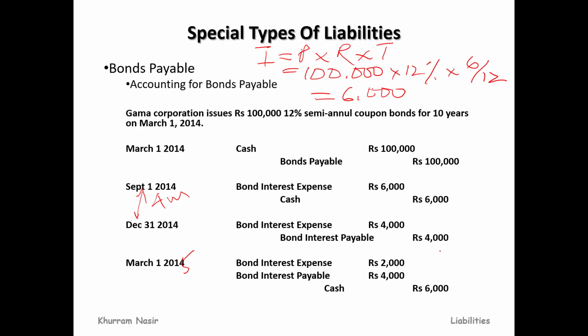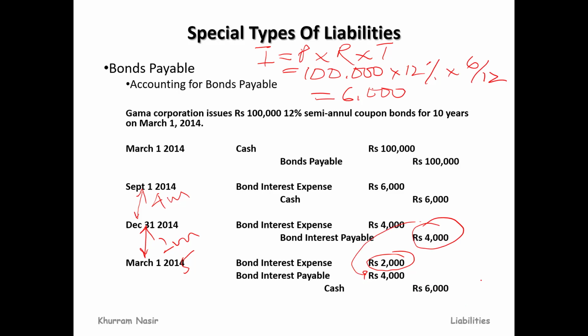On March 1, which is after 2 months, we need to record interest expense of 2 months, which is 2,000. The interest payable, which was recorded previously, is being paid here. So interest payable is debited and cash is credited.